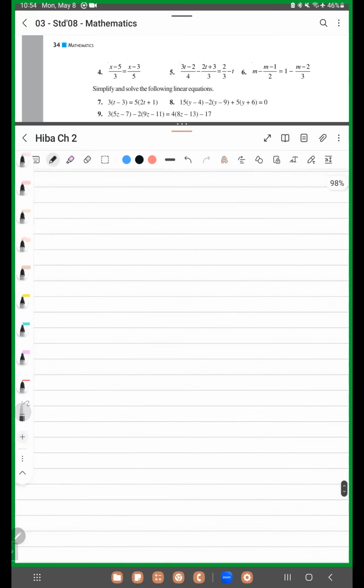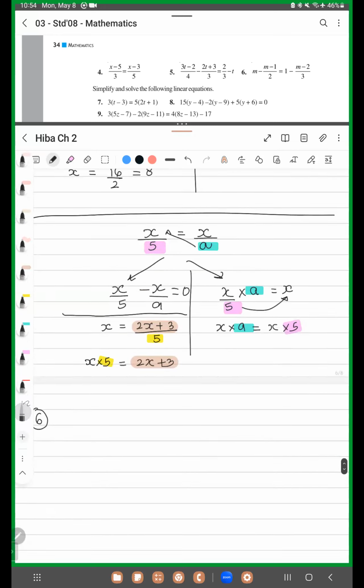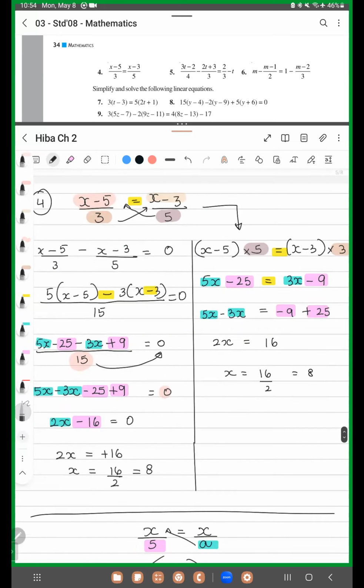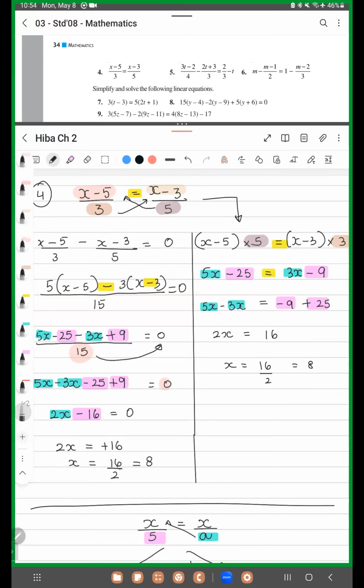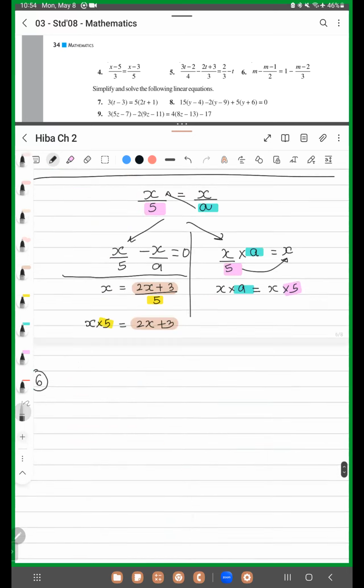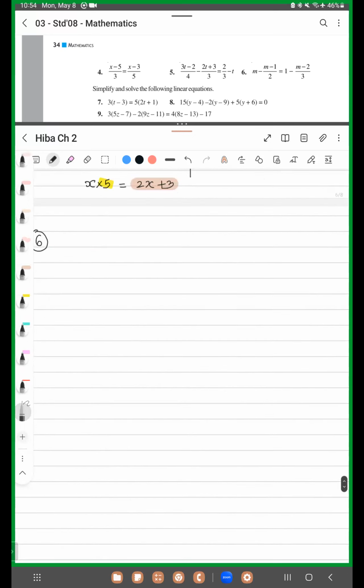All right. Let's do the sixth one. ठीक है. In the fourth question, did we cross multiply it? Yeah, it's called cross multiplication. जो हम यहाँ पे कर रहे हैं it's the same thing जो हम यहाँ पे कर रहे हैं. ठीक है ना. क्रॉस मल्टीप्लिकेशन ही है. चलो ओके. सिक्स्थ वन.